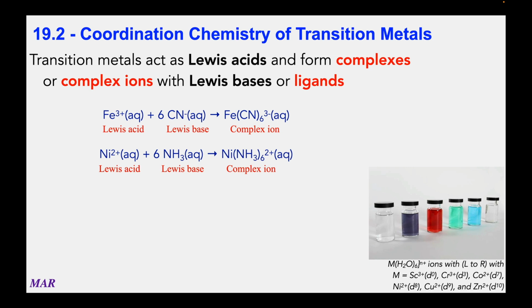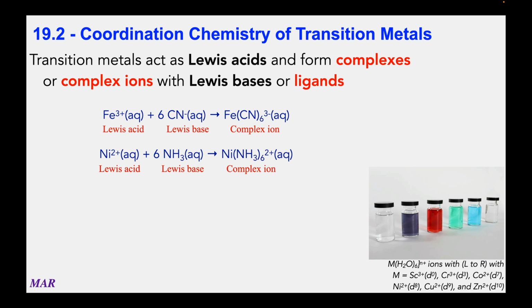So transition metals are great at forming these complex ions. They're great Lewis acids, and Lewis bases can be things like cyanide and ammonia, which are shown here. It could also be water or even just chloride. They're really great about taking them on. And when this happens, you end up with incredible colors.